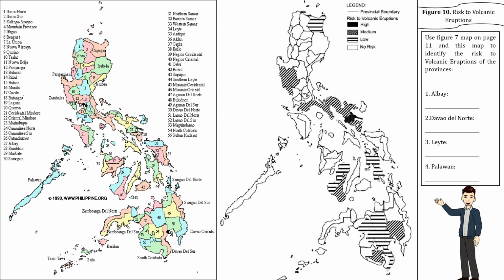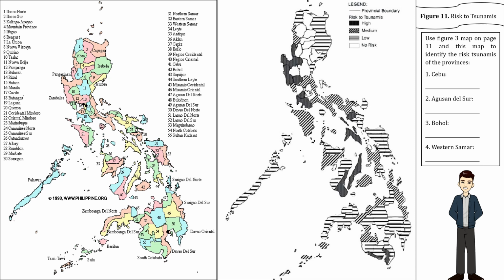Study the hazard map below, which is risk to volcanic eruptions. You may also see it on page 14. Use the Figure 7 map or political map of the Philippines on page 11 and this map to identify the risk to volcanic eruptions of the given provinces: Albay, Davao del Norte, Leyte, Palawan.